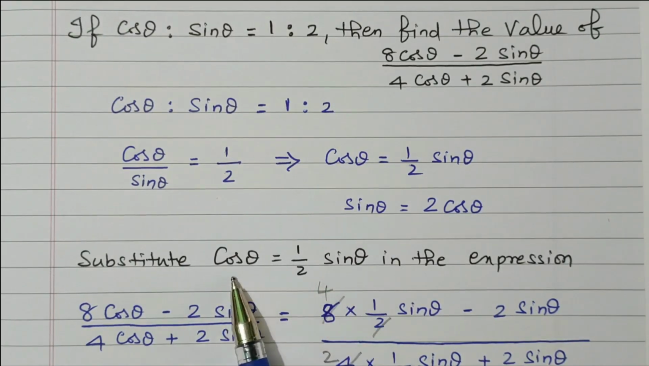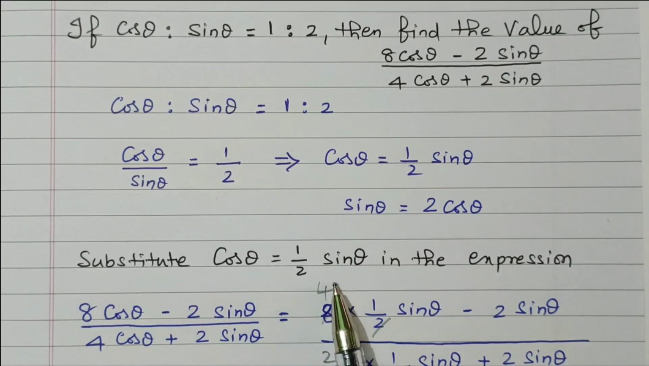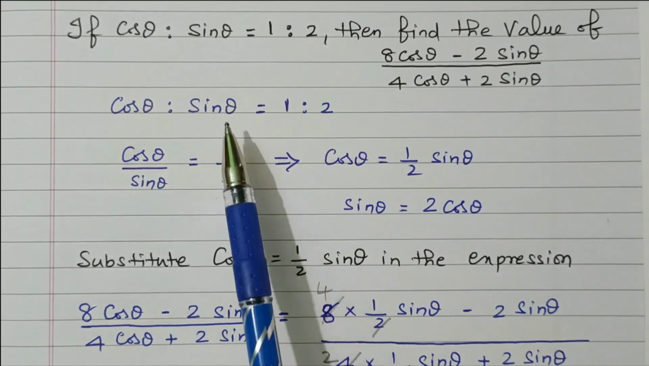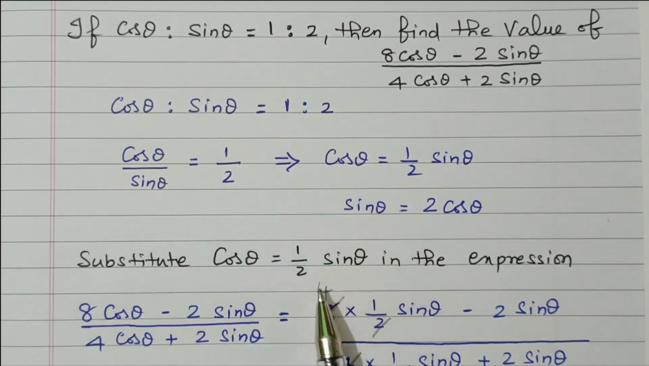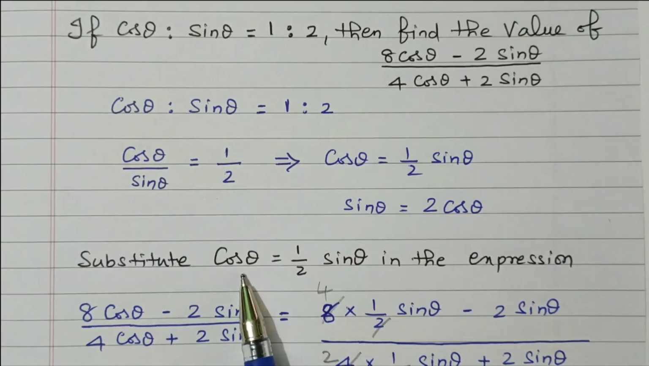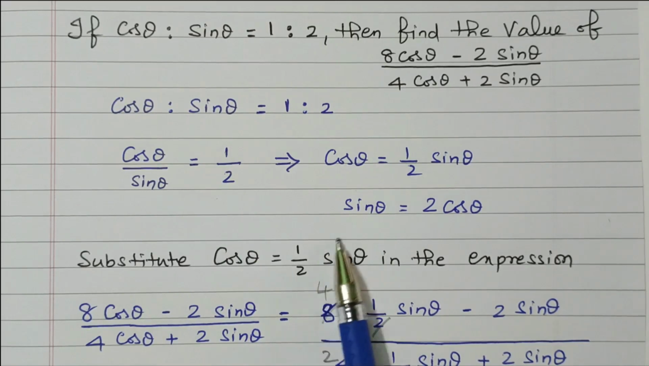So we are going to substitute cos theta equal to 1/2 times sin theta. From the given ratio we got this value. Now we will substitute here. While substituting, all cos theta will be converted in terms of sin theta.